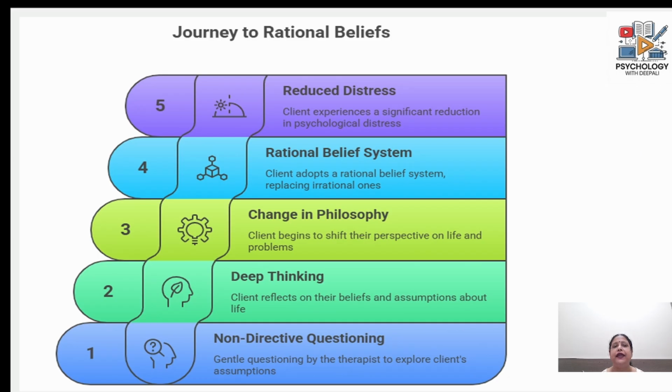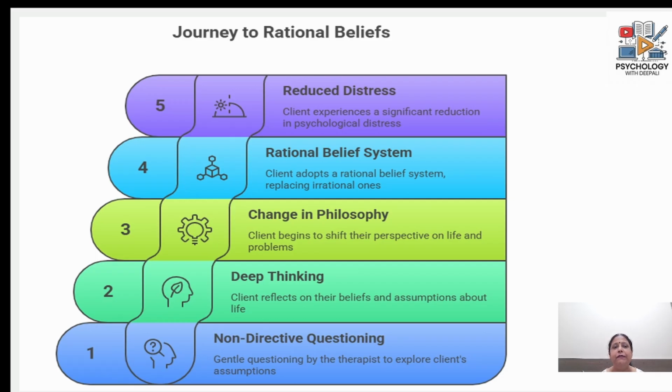So how does the therapist guide the person to rational thinking patterns? First, there is non directive questioning used by the therapist, which means it is a gentle questioning procedure which explores the client's assumptions and belief patterns, and it gives the therapist knowledge about which kind of irrational beliefs this person is having. Then the client is made to reflect on his belief systems and assumptions about life. So all the musts that he is thinking about, or all the four core irrational beliefs that he must be having, are basically made aware to the client.